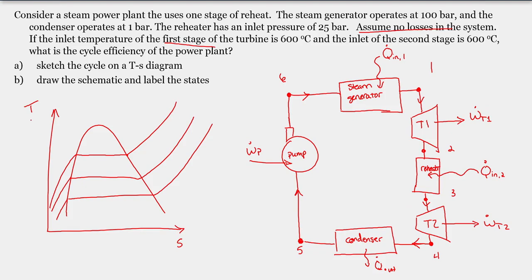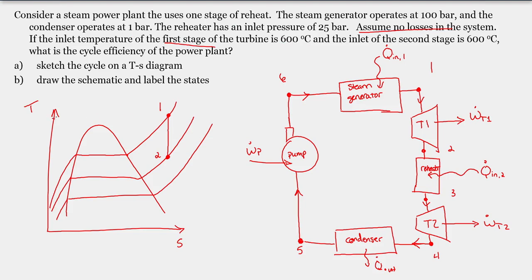We'll come back to our diagram for the temperature entropy, and let's start with, again, the high energy state is state 1 at the entrance of the turbine. And again, if the turbine is ideal, remember we call that an isentropic expansion process as we expand and draw work out of the turbine from state 1 to state 2. Okay, from state 2 to state 3, we have constant pressure heat addition because this is a heat exchanger. And we're told the reheater has an inlet pressure of 25 bar and that the inlet temperature of the first stage of the turbine is 600 degrees C.